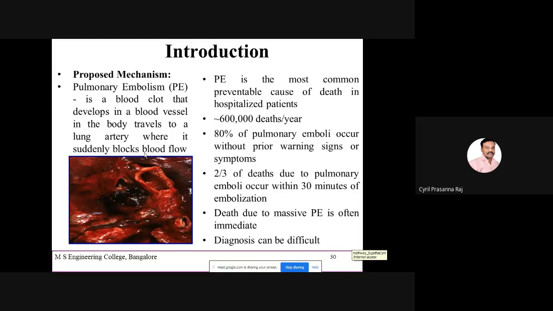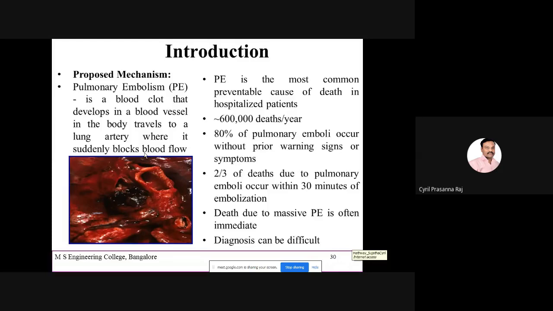You may not be able to breathe properly. So once your lungs get blocked, you will have a lot of issues with respiration, and then you may fail. You may not be able to breathe, and then people die. That is called pulmonary embolism. Pulmonary embolism refers to blood clots in the lungs.